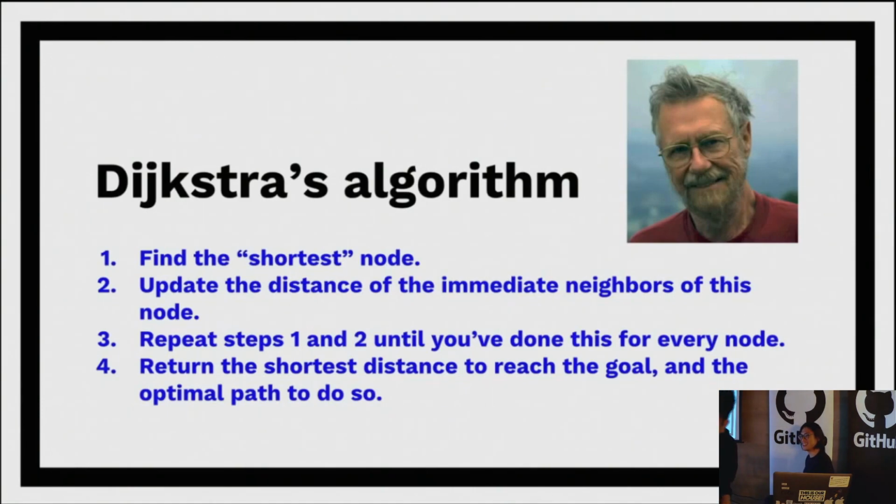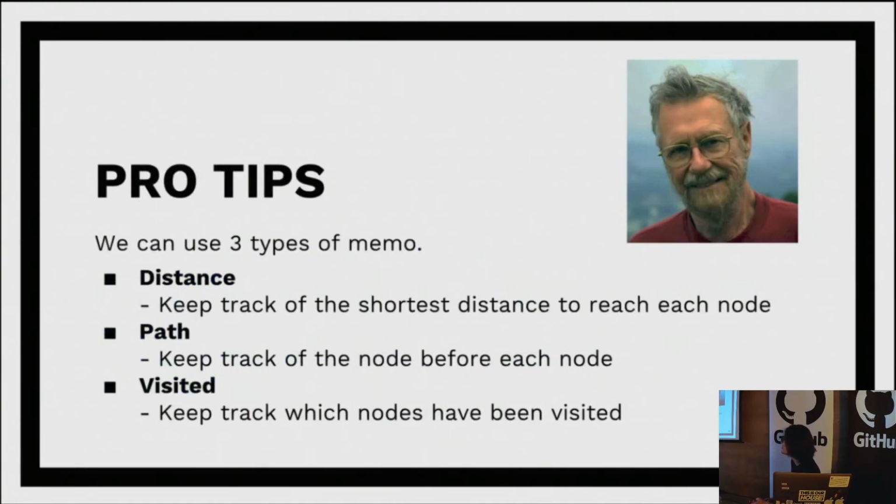And here are some hints. Maybe we can use 3 types of memo. One is the distance, which keeps track of the shortest distance to reach a node. One is the path, which keeps track of the node before each node. And visited keeps track of which nodes have been visited. In the algorithm, maybe we can use these 3 data stores.